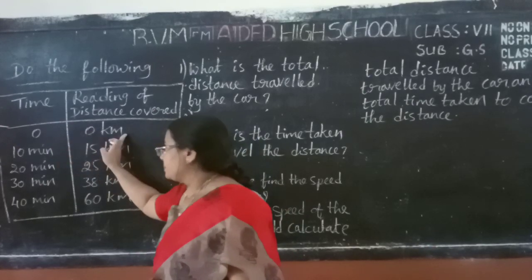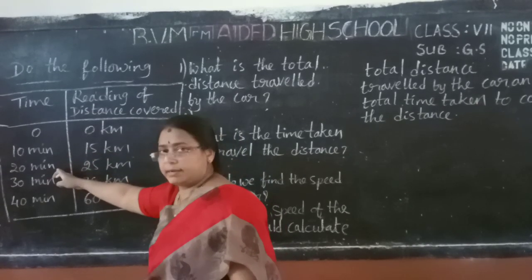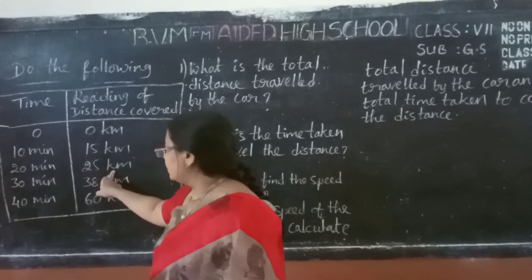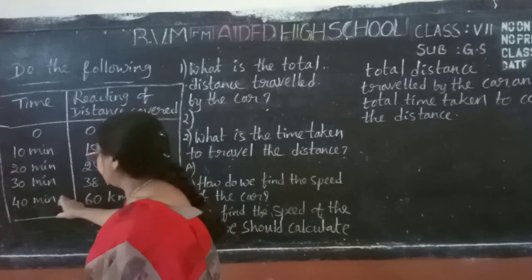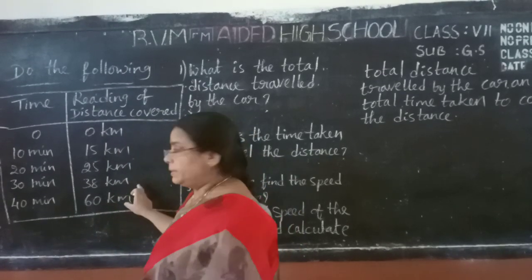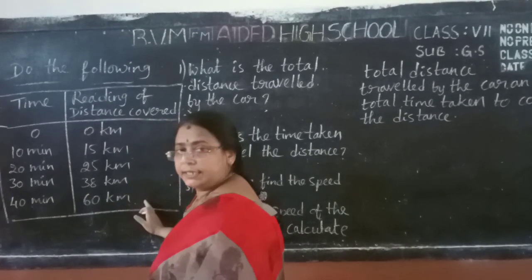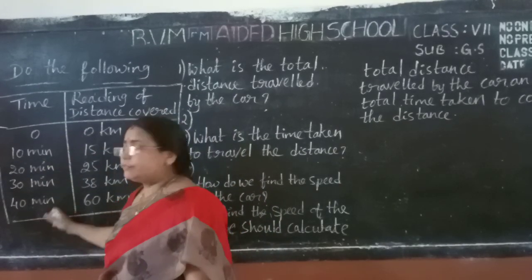At 0 time, 0 kilometers. At 10 minutes it traveled 15 kilometers, at 20 minutes it traveled 25 kilometers, at 30 minutes it traveled 38 kilometers, and at 40 minutes it traveled 60 kilometers. It traveled different distances in equal intervals of time.